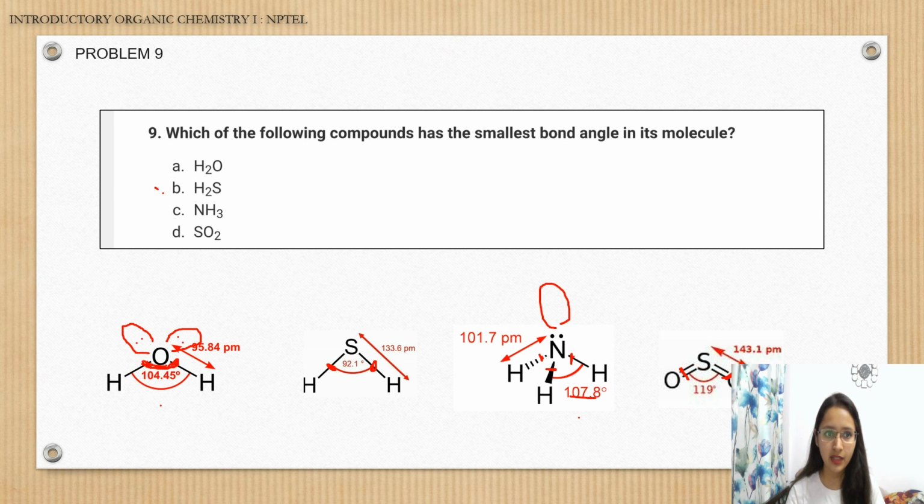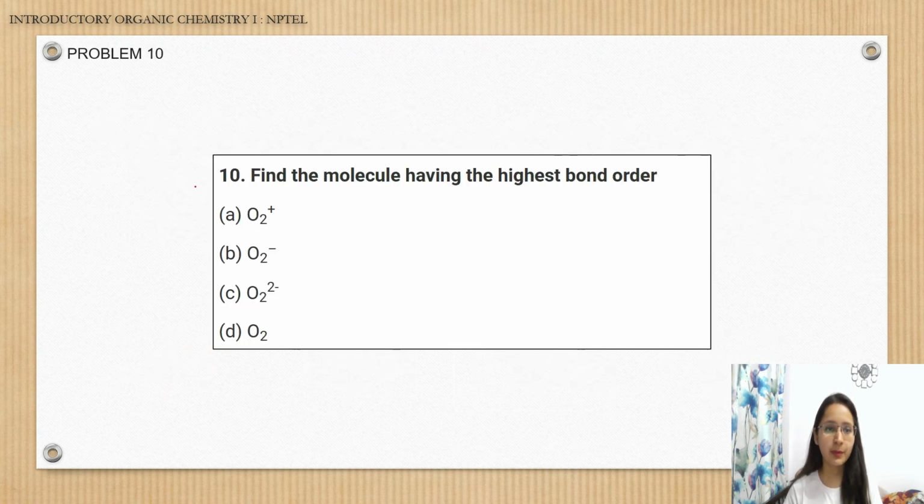Any other question rather than that? So here the correct answer is H2S. This is the smallest bond angle present in this molecule, and all the other molecules have lone pairs and an electronegative atom. That is why the molecule will try to release the strain and go to a lower energy state. So that is why these calculations are there. Any other doubt in this question, guys?